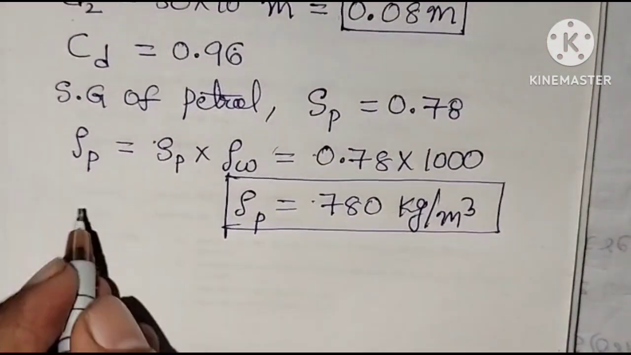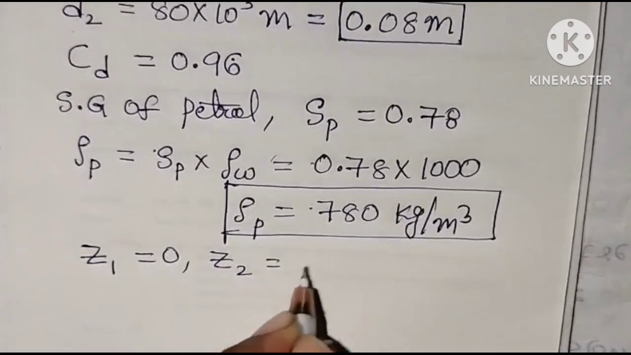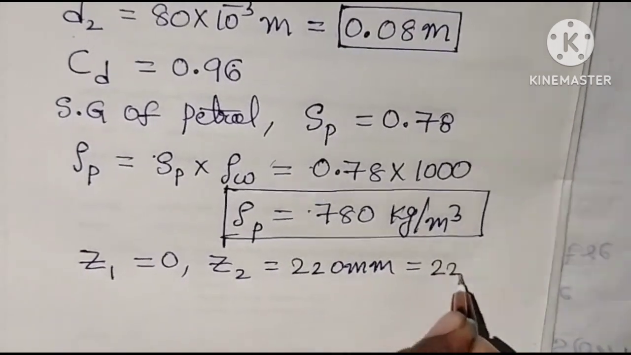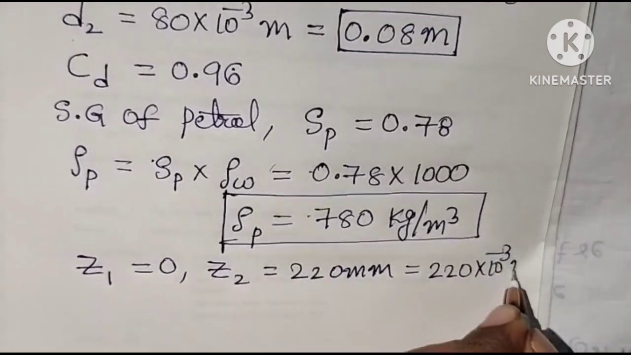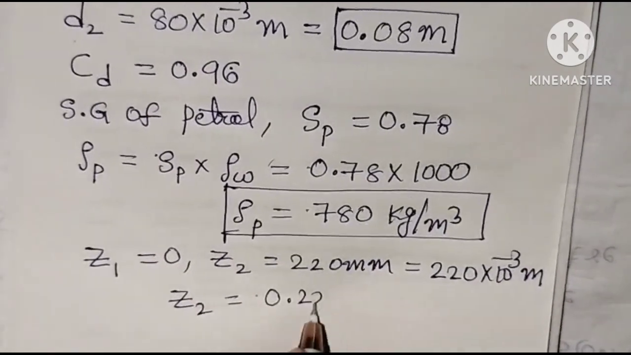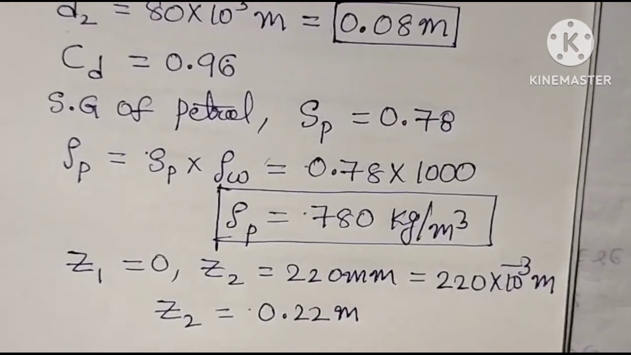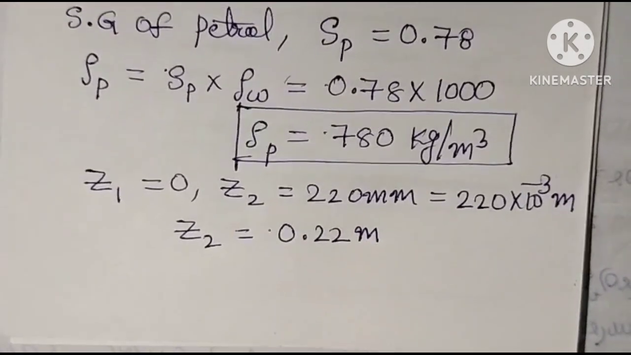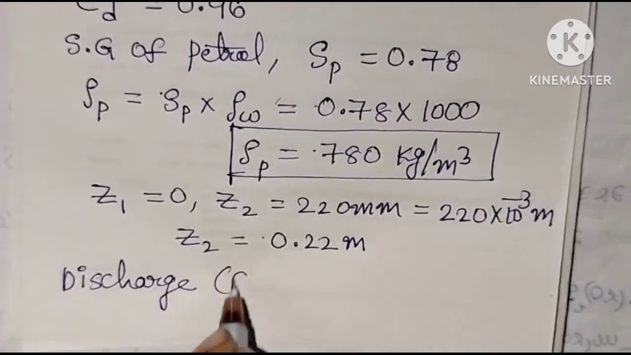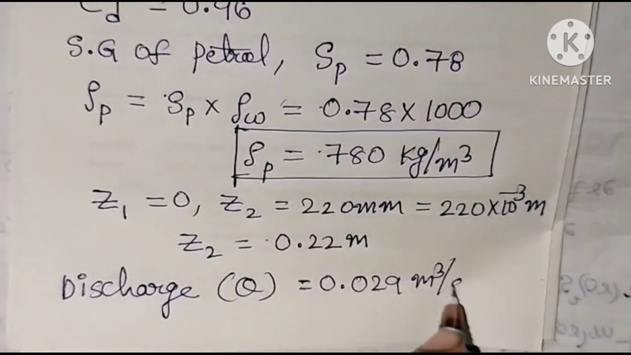Still, given information: Z1 is equal to 0, datum line, and Z2 is equal to 220 millimeters. Let us convert into meters. So 220 into 10 to the power of minus 3 meters. You will get Z2 is equal to 0.22 meters. Is there any other information? Yes, of course, the given discharge through the venturimeter. Q is equal to 0.029 meter cube per second.